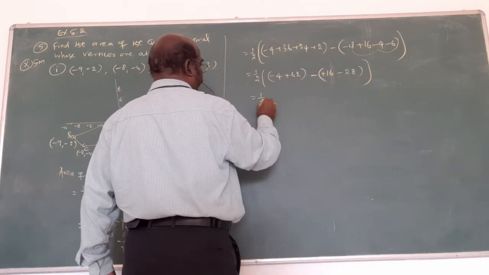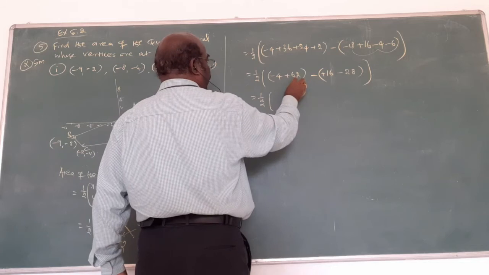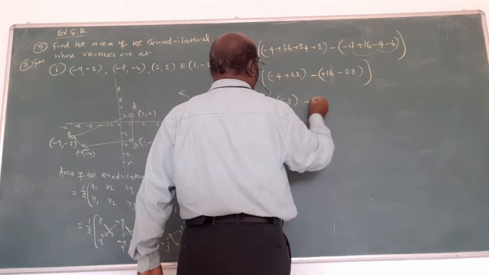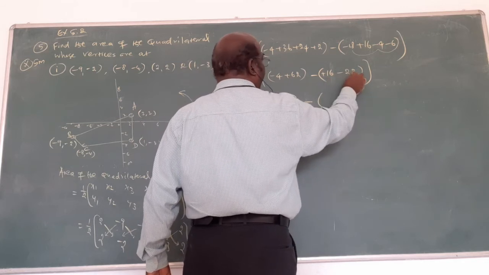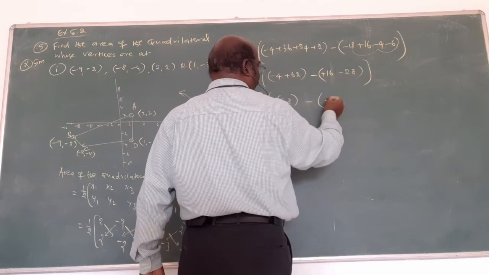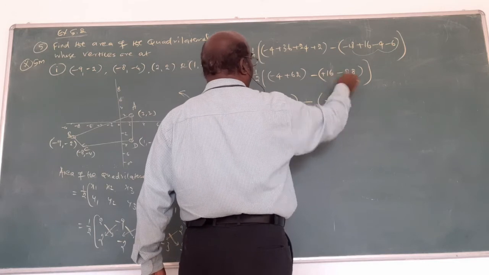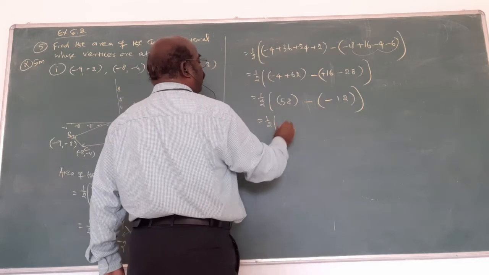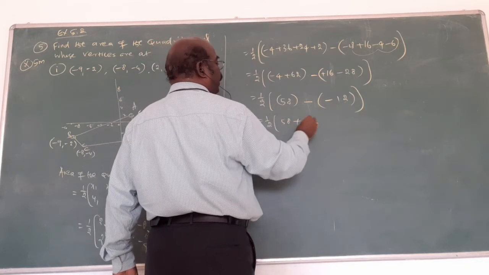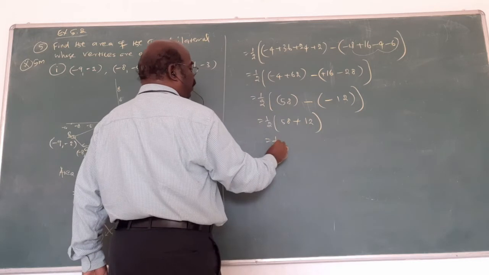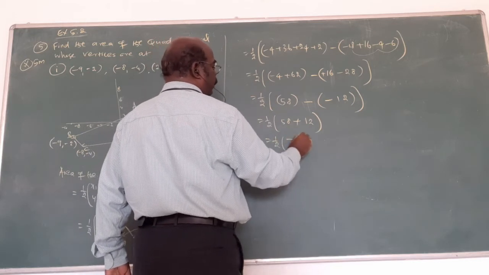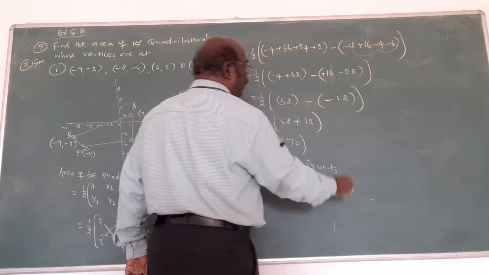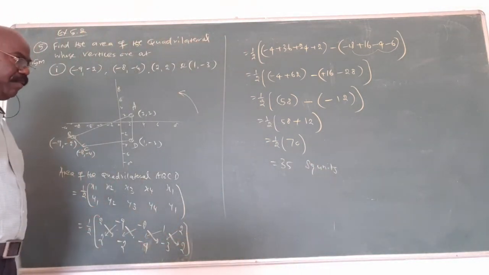Next, 62 minus 4 is 58, minus 28, minus 16. Now again, 58 minus and plus 1. Adding both, 70. Wait. 35 square units. This is the answer; you can't say 35 only.